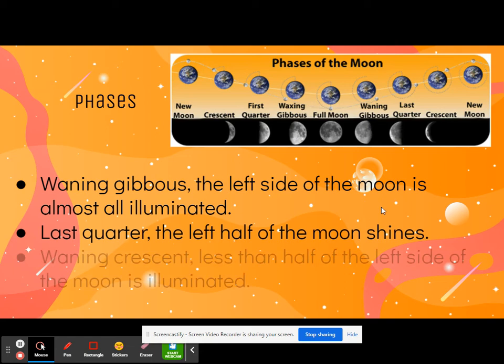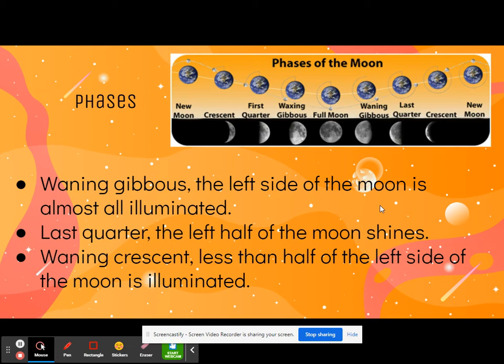Okay, waning crescent means that less than half of the left side of the moon is illuminated. Yes, we called that a thumbnail moon too.